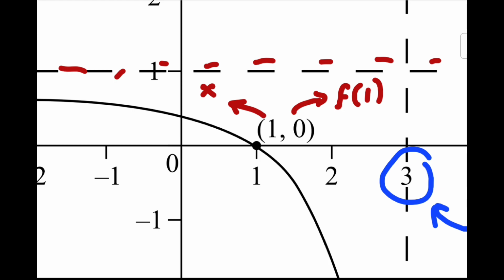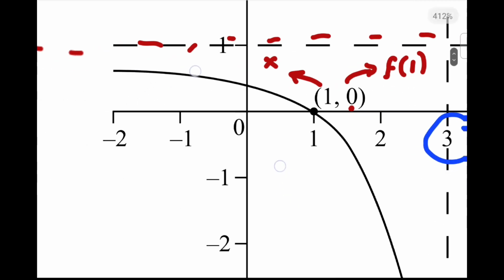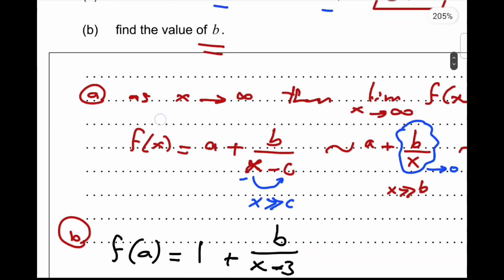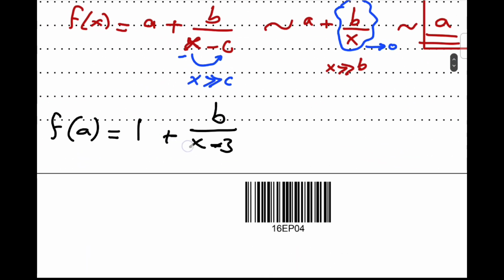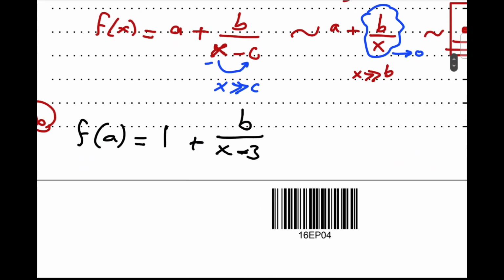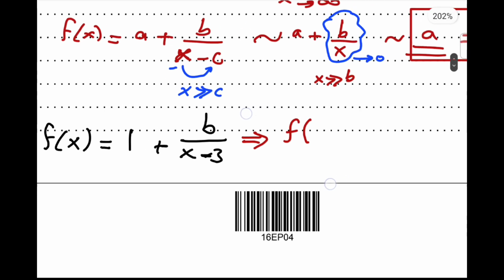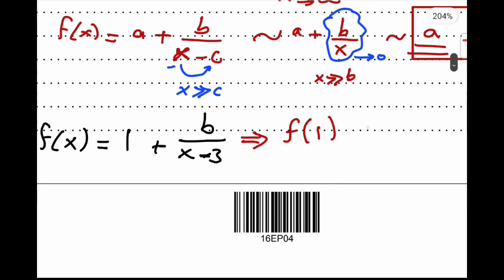So when x equals 1, f of 1 is equal to 0. So we can have this formula. Sorry, this is f of x. So we know that f of 1 equals 0. Let's substitute.